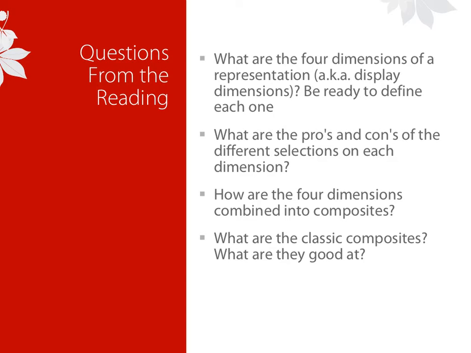What are the pros and cons of the different selections on each dimension? So if each of those are dimensions, you have different selections on each dimension. What are the good points and the bad points of each of those different selections you make? How are the 4 dimensions combined into composites? And what are the classic composites and what are they good at?